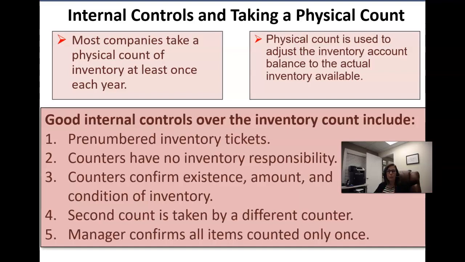You have pre-numbered inventory tickets, numbered just like a check would be, so that you can account for all the inventory tickets. And then not only will the inventory tickets confirm that the items are there, but that they are in good saleable condition, or if they're not, that they're damaged or whatever. And then you're going to have a second person go in and double check and take a second count, and then a manager will go in and confirm.